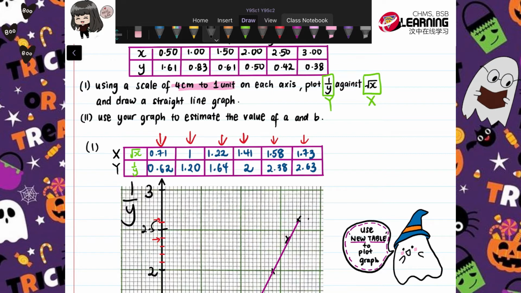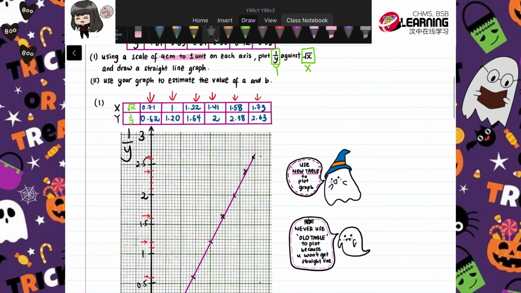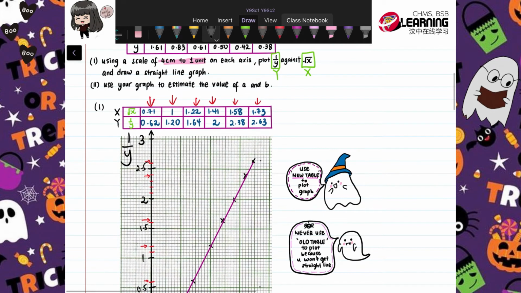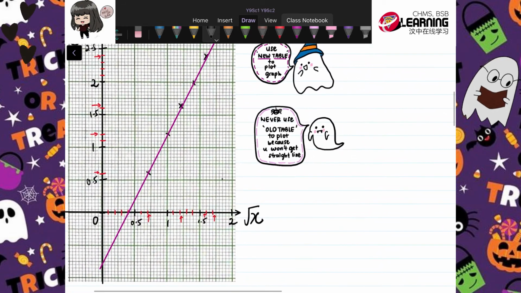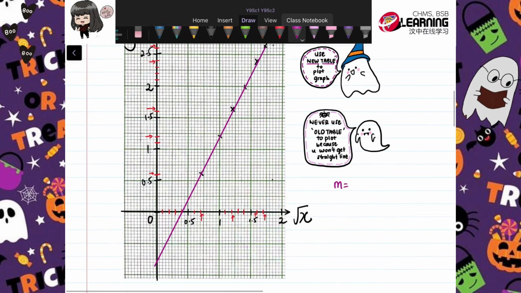So now part 2: use your graph to estimate the values of A and B. What we are going to do is step 1 until step 5. So step 1 is what? Find the gradient. I'm going to do it here. First, I find my gradient from the graph that you already plotted.